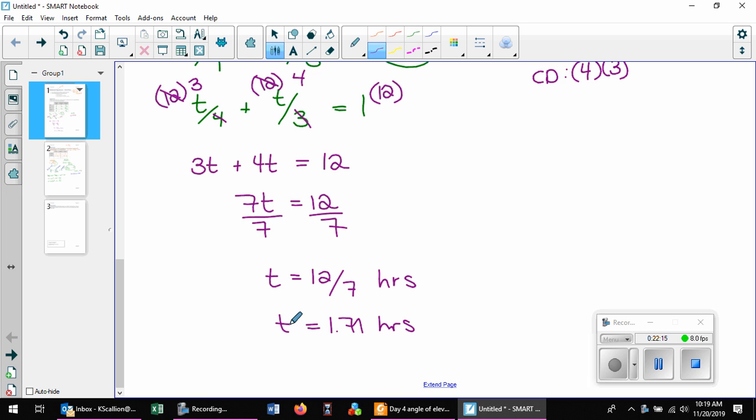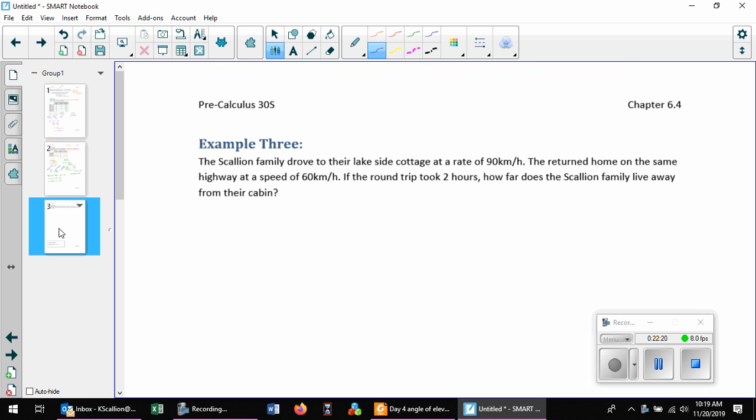Okay, we're going to jump to the third one. You with me? Yeah, of course. All right, this was the one I was trying to do. Okay, the Scallion family. You're very cautious people. We are driving to the lake at a rate of 90 kilometers an hour. We return home on the same highway at a speed of 60 kilometers an hour. I don't know what we were doing, but we were driving very slow. If the round trip took 2 hours, how far does the Scallion family live away from their house?